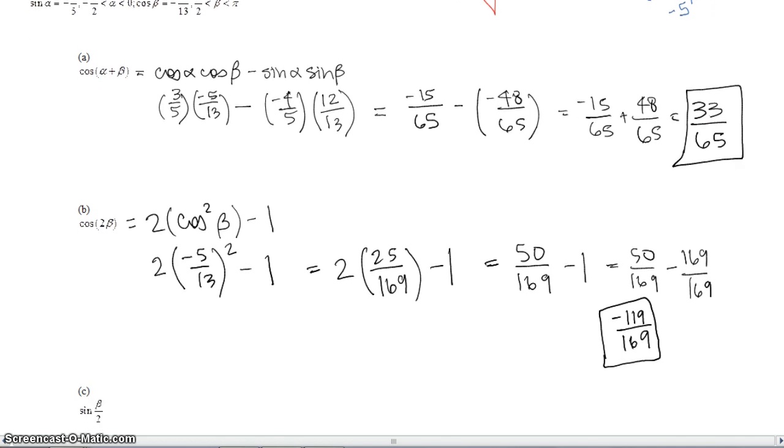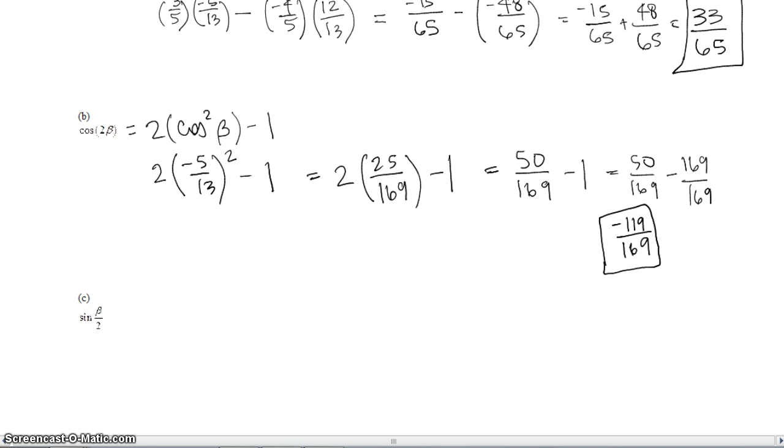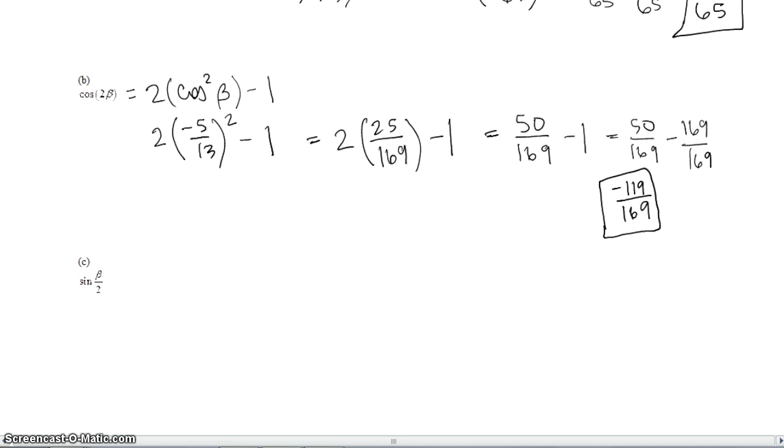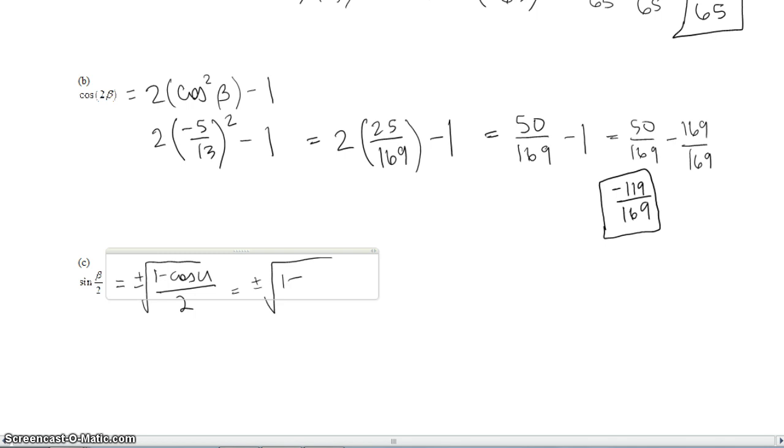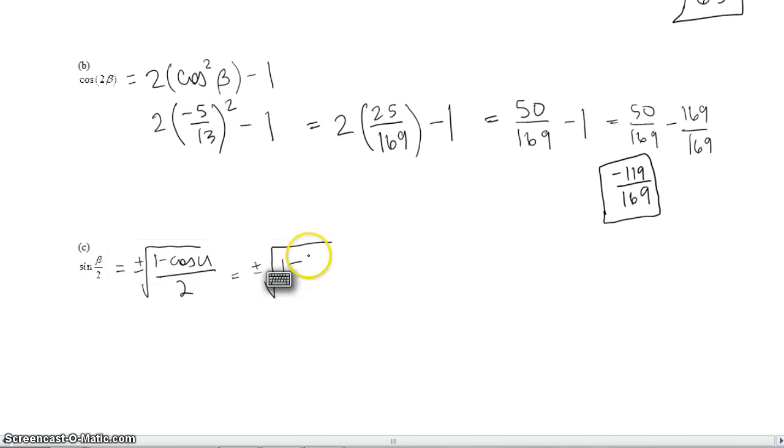Okay, and then lastly, I want to find the sine of beta over 2. So, the sine of beta over 2, I'm going to go to the sine beta over 2 formula. Okay, something happened there and it stopped recording. The sine beta over 2 formula is plus or minus square root of 1 minus cosine u divided by 2. So, what I need to do is plus or minus square root of 1 minus the cosine of beta, which is negative 5 over 13. So this is going to be 1 minus negative 5 over 13, over 2.